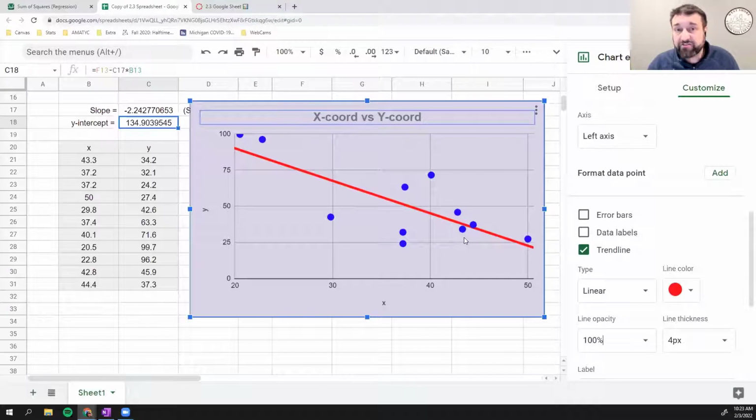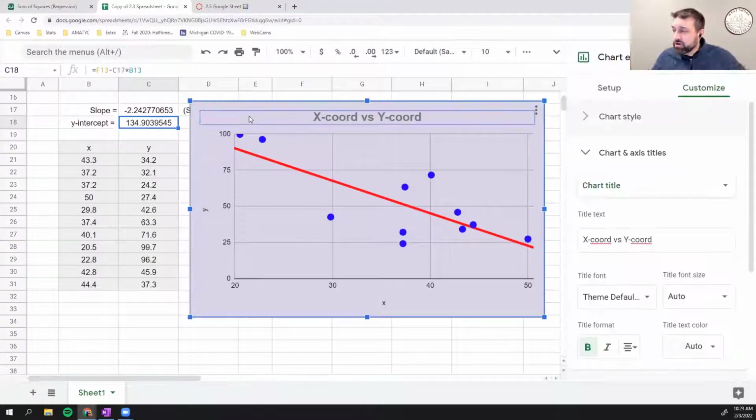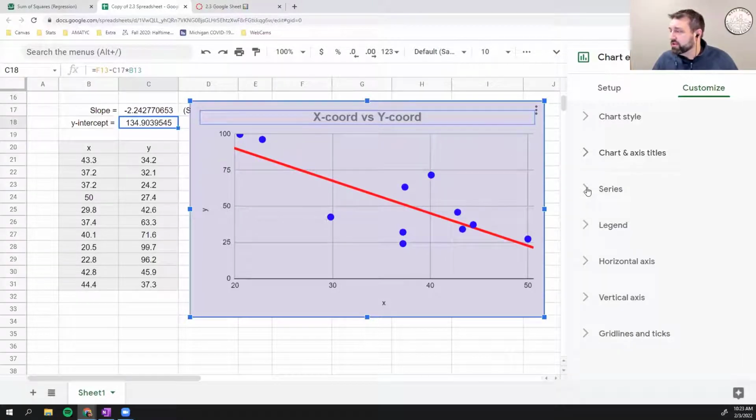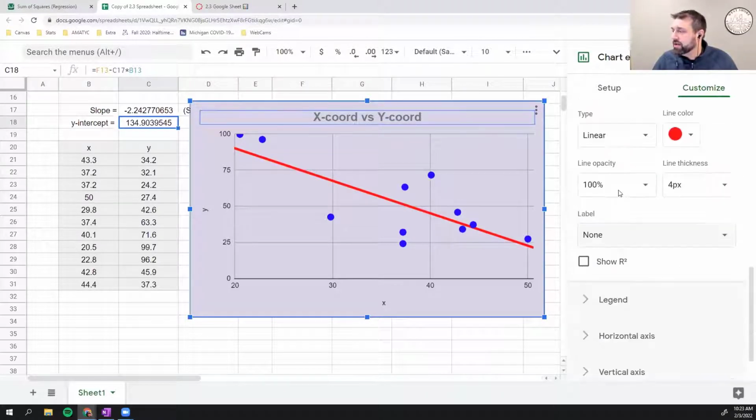This is the line of best fit. This is the line that has a slope of -2.4 and a y-intercept of 134, okay? And so this is great. There's my line of best fit. But let's take it one step further. As you go down to the series and you scroll down and you check the trend line, you get to change its color and change the thickness.